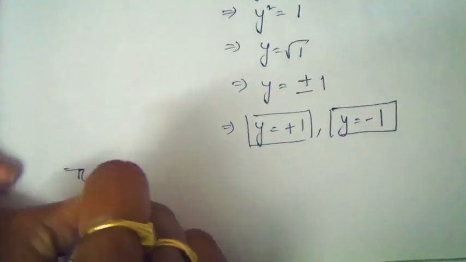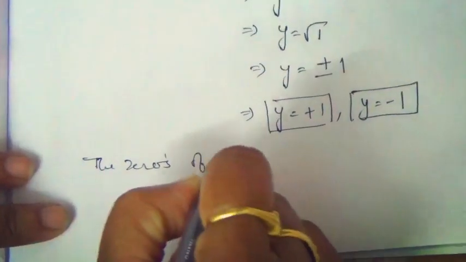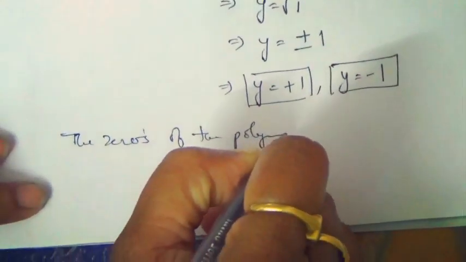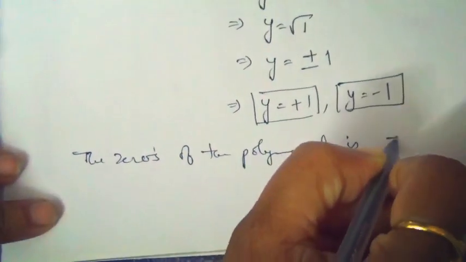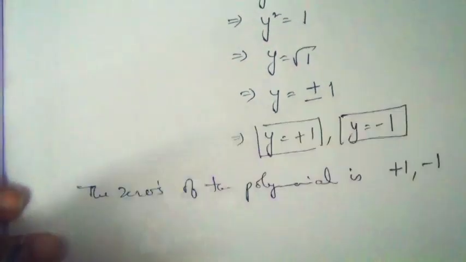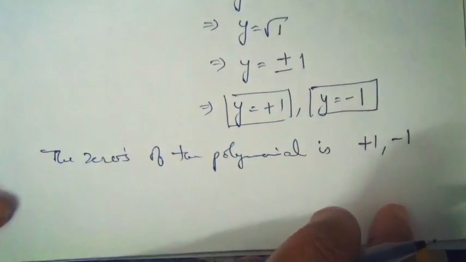The zeros of the polynomial are plus 1, comma minus 1. These two are the zeros of the given polynomial.